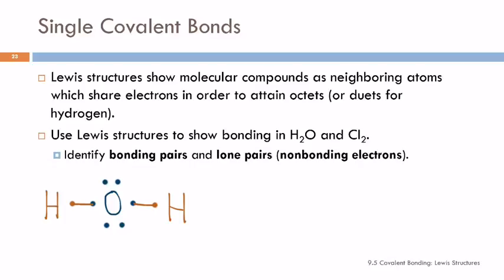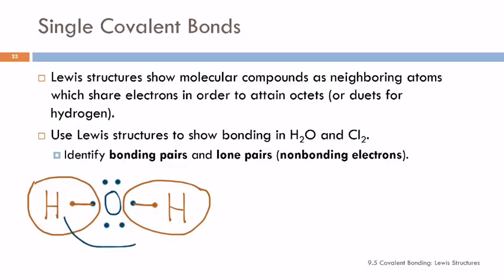So when hydrogen counts up his electrons, he's got 2. Hydrogen's a little guy. 2 is good enough for him. And the hydrogen over here, 2 electrons. When oxygen counts her electrons, she says, I've got 8. The sharing of electrons counts for both.